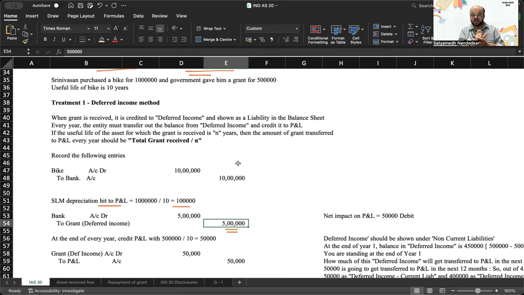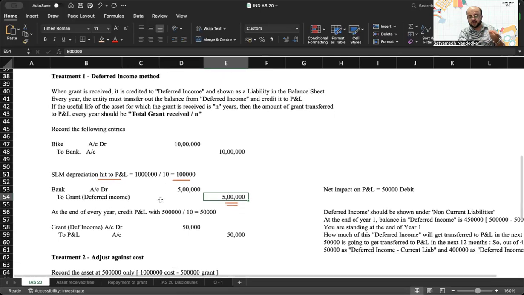The useful life of the asset is 10 years. This grant was received for the purchase of that asset. We are applying simple matching principle. Expense and the income earned because of that expense should be shown in the same P&L. If 1/10 of the asset cost is getting debited to P&L, then 1/10 of the amount of deferred income grant should also be credited to P&L.